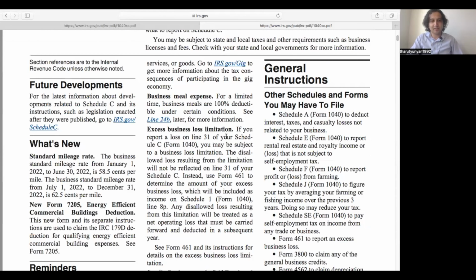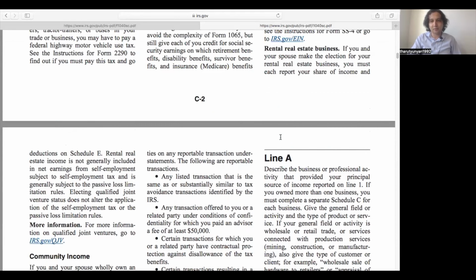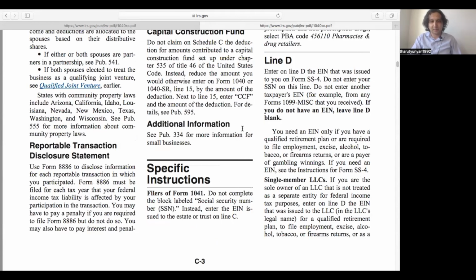Now a little bit down. Here you can see line A, right? So it says describe business or profession, right? So we go back to line A. It tells us what to do on line A if we have any confusion about this.